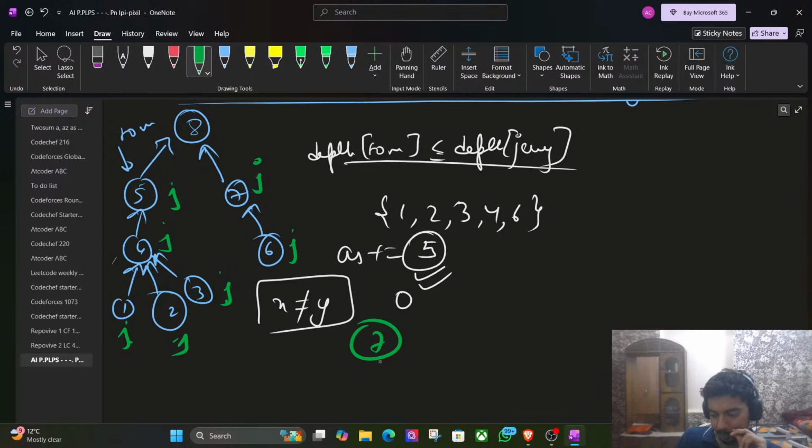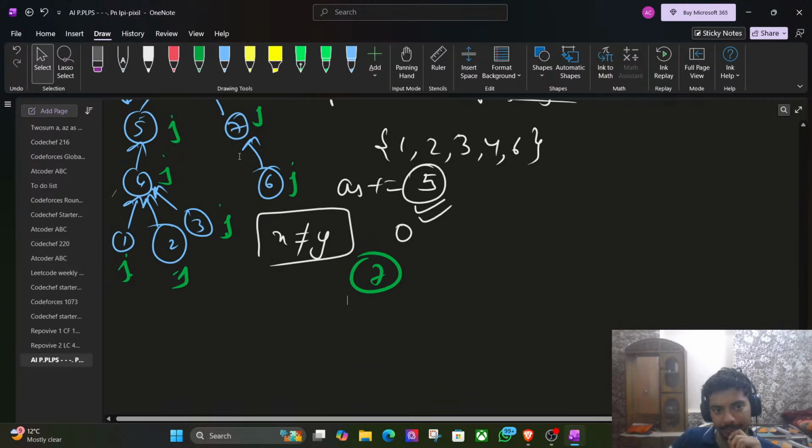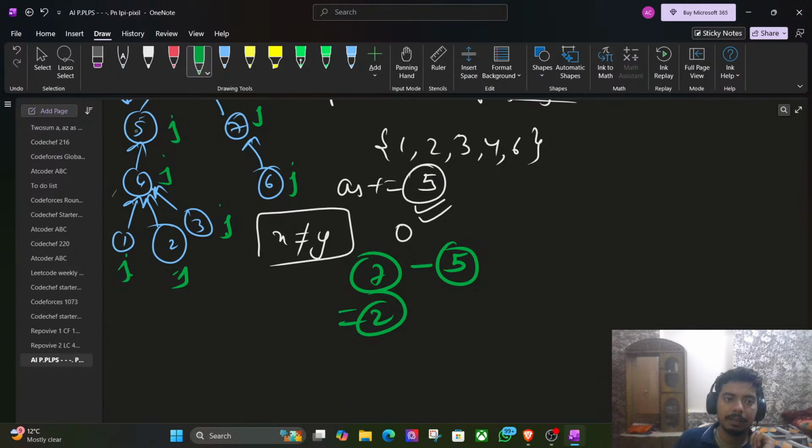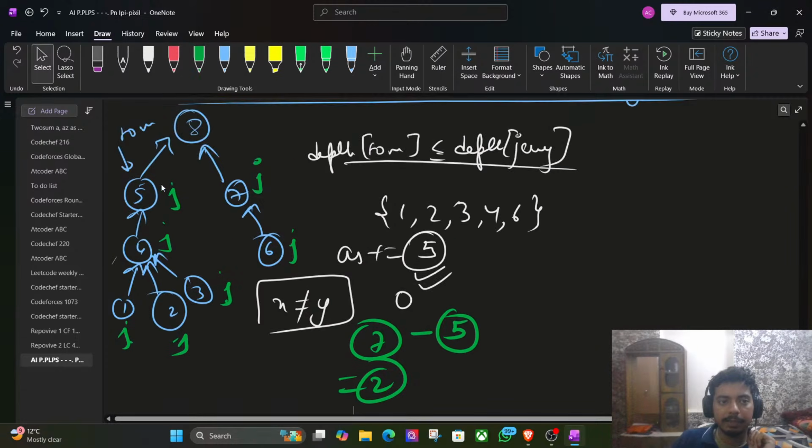But how many Jerrys are in the subtree of Tom? 5. There are 5 Jerrys in the subtree of Tom. So I will subtract it, and I will get a 2. Okay. So when Tom is at position 5, there are 2 Jerrys, and there are 2 game conditions where I will win. Okay.